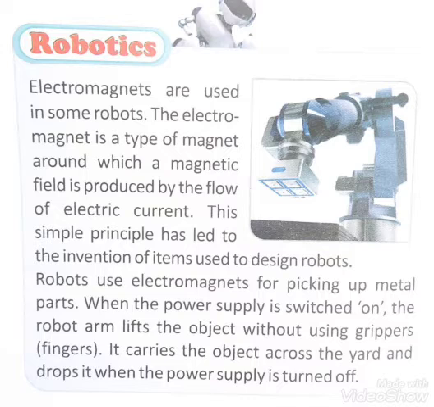And this simple principle has led to the invention of different items used to design robots. By this principle of making an electromagnet using the flow of electric current, we have made different items. Human beings have invented different items that are used to design robots. So robots use electromagnets for picking up metal parts. So we can say that robots use electromagnets for picking up metal parts.